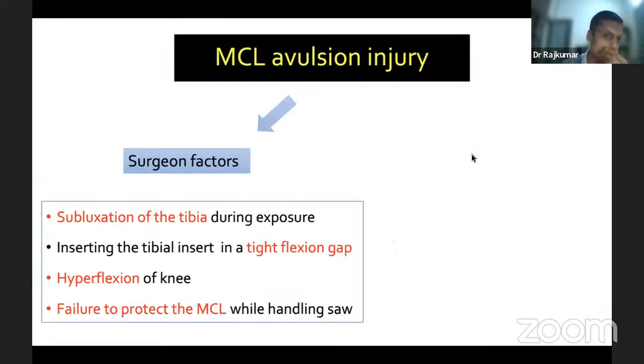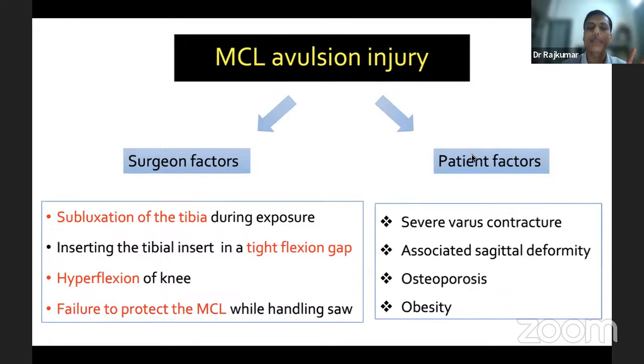So we need to know. The transection is not that common, but the MCL avulsion injury is very common, from the surgeon's factors or the patient factors. Surgeon factors are when you try to subluxate the tibia, particularly during exposure, when you want to bring the tibia to the front end, that is the time it happens. It avulses because of the osteoporosis. And also when you try to put the trial insert with the tray when there is a tight flexion gap, when the medial side is not allowing it to open and you're trying to flex it forcibly, that is when the avulsion happens.